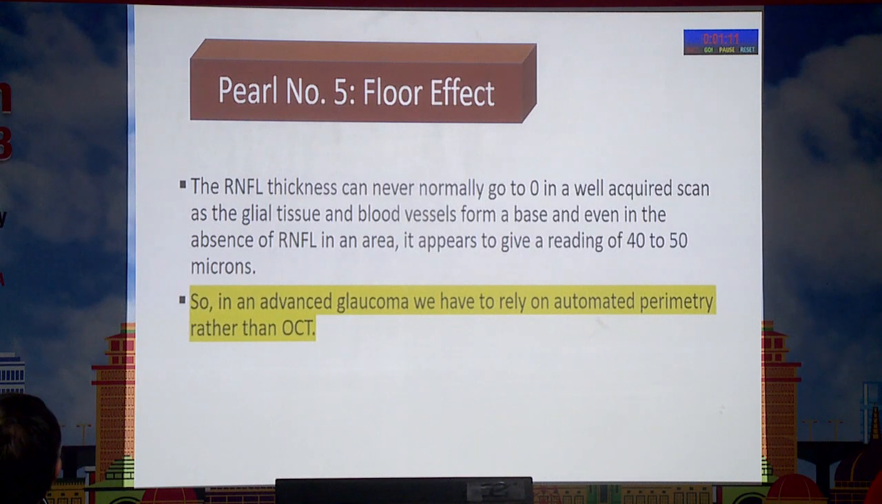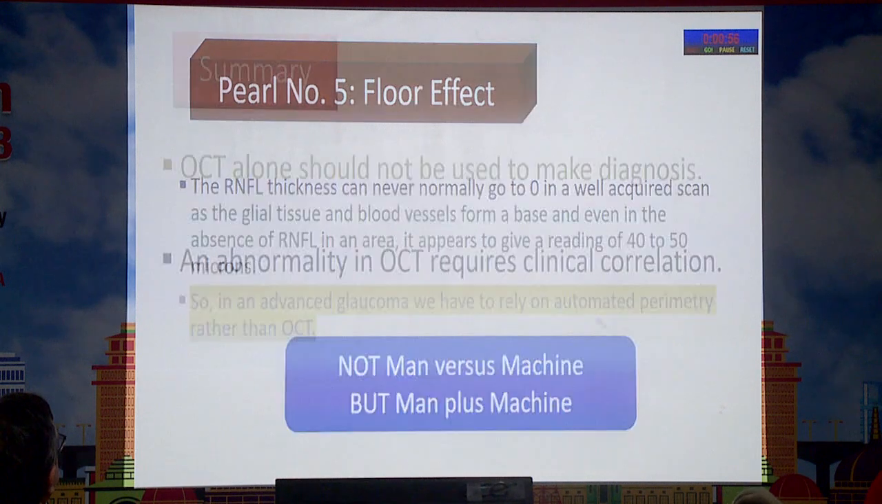Another important point to remember in OCT is that the RNFL thickness cannot go below 40 to 50 microns because of the presence of glial tissue and blood vessels. So in advanced disease of glaucoma, we must rely on automated perimetry and not on OCT.